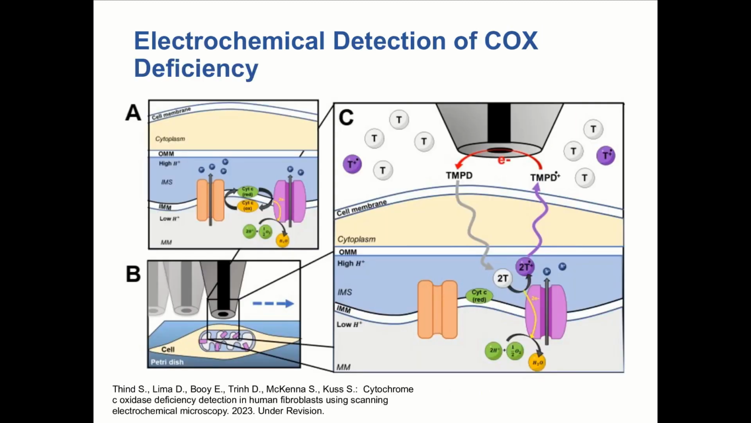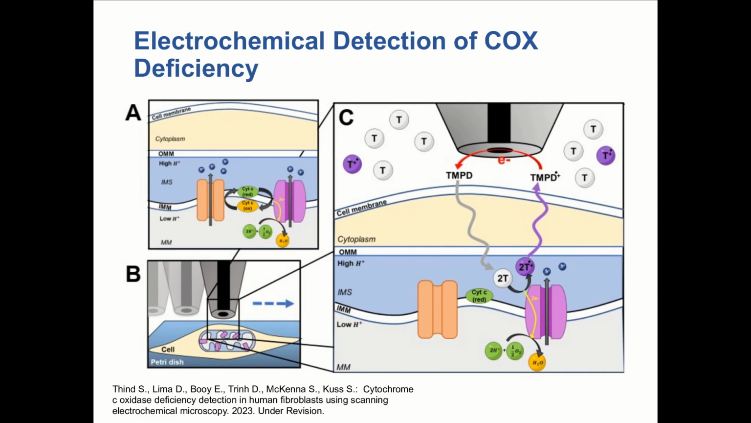This scheme shows a little bit what we are proposing is happening inside the cell. Let me guide you through this scheme here. In scheme A, you see the conditions under normal aerobic conditions, where cytochrome C oxidase, shown in purple, catalyzes electron transfer from the reduced cytochrome C to molecular oxygen. The cytochrome C oxidoreductase, or complex 3 as it's also called, shown in orange, then catalyzes the electron transfer from ubiquinol to oxidized cytochrome C.